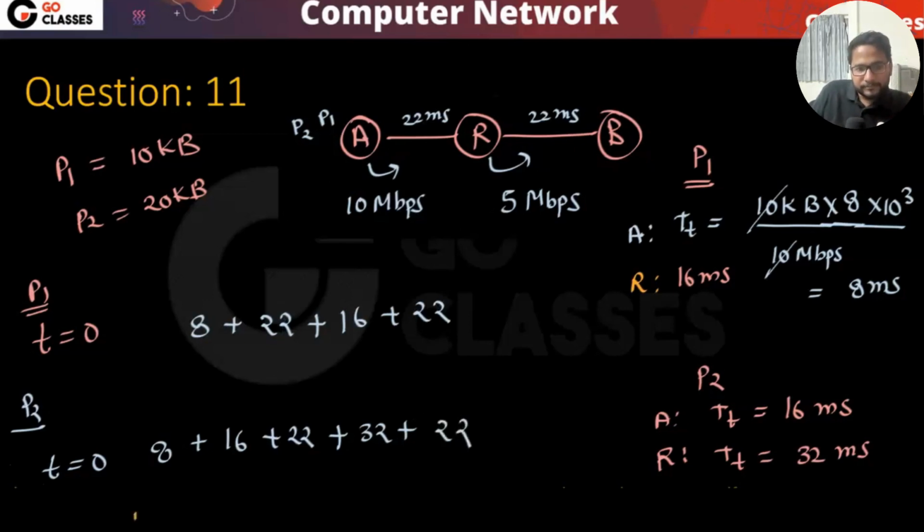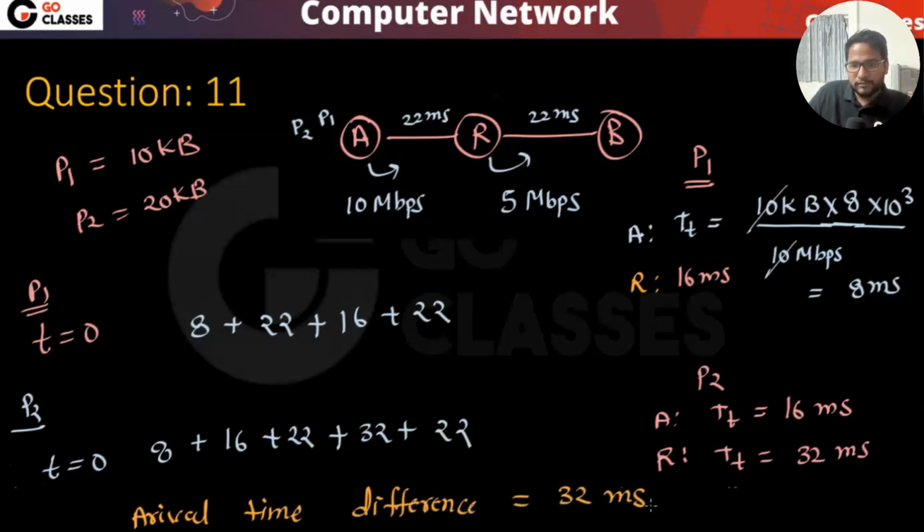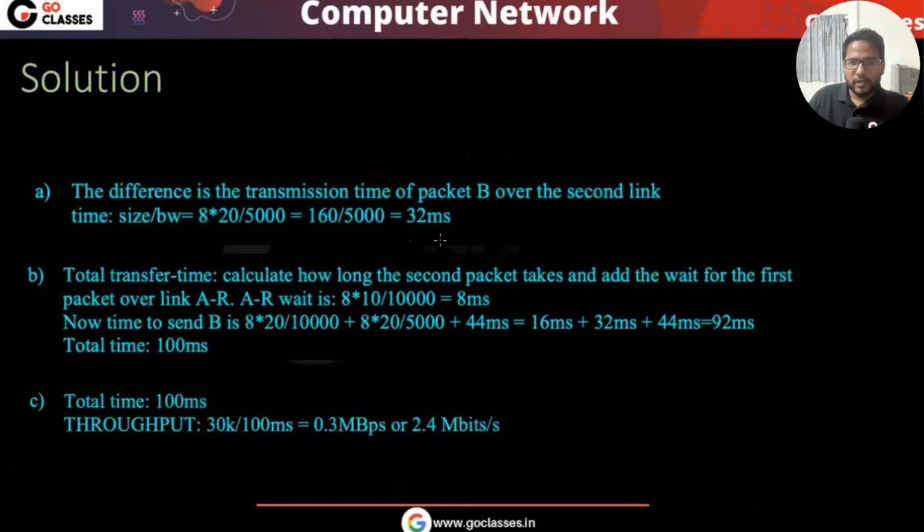So you can say the arrival time difference is 32 milliseconds. Is this fine to everyone? Let's just check the answer. Yeah, 32 milliseconds is the difference in the arrival time.